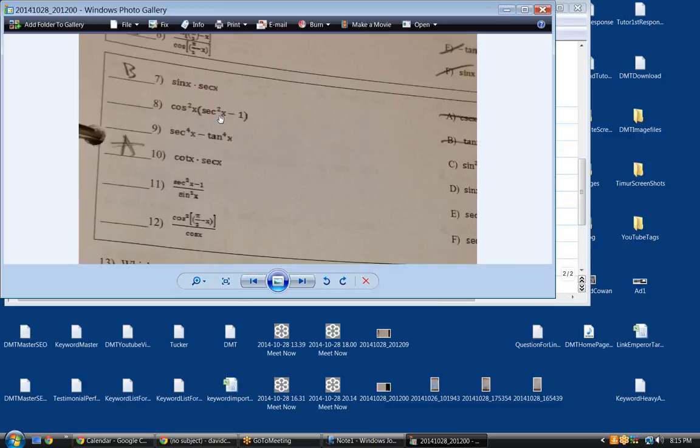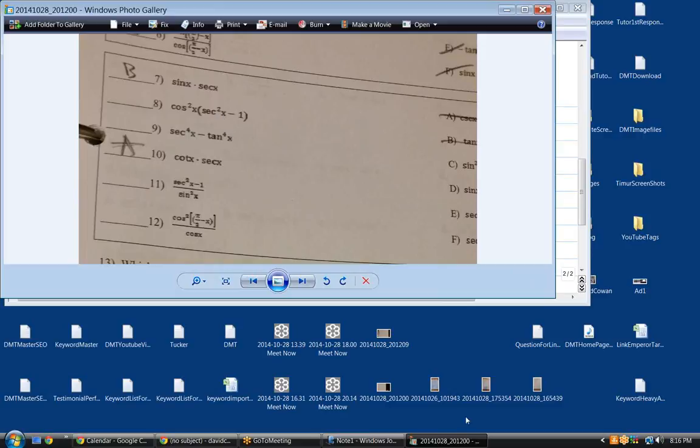What's secant squared x minus 1 equal to? Hold on, let me find a pencil. Secant squared x minus 1 is tangent squared. Okay, now tangent is what? Relative to cosine. Sine over cosine. So what's the final answer? Sine squared. Okay, number 9.